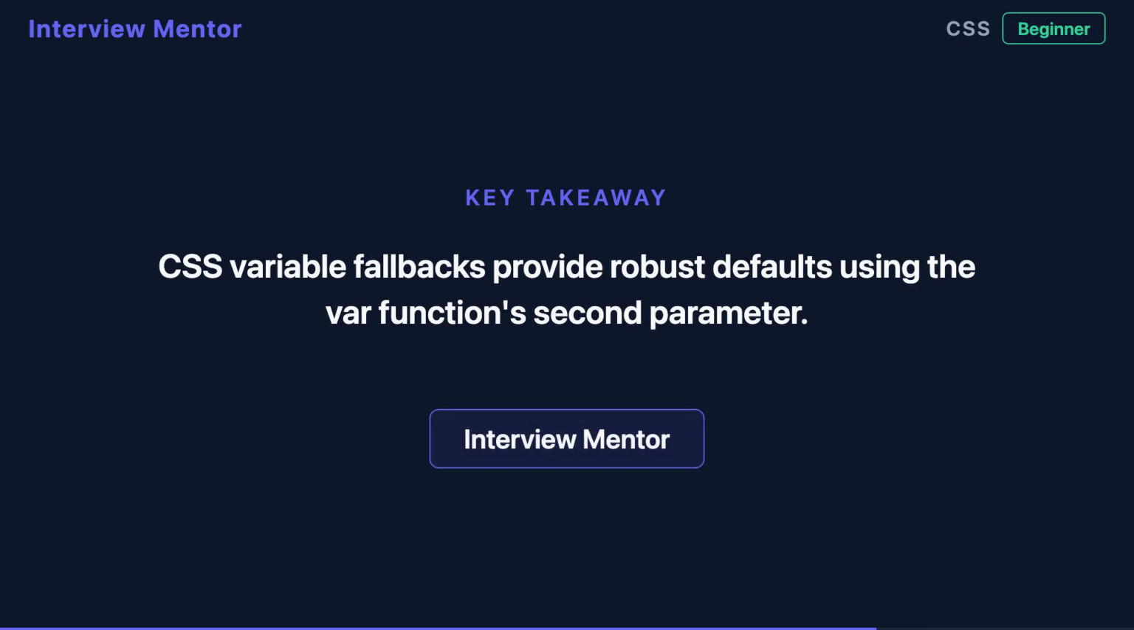Remember, CSS variable fallbacks are defined with the var function's second parameter, separated by a comma. They protect your styles when variables are missing or invalid. Practice this in your next project to build more resilient style sheets.